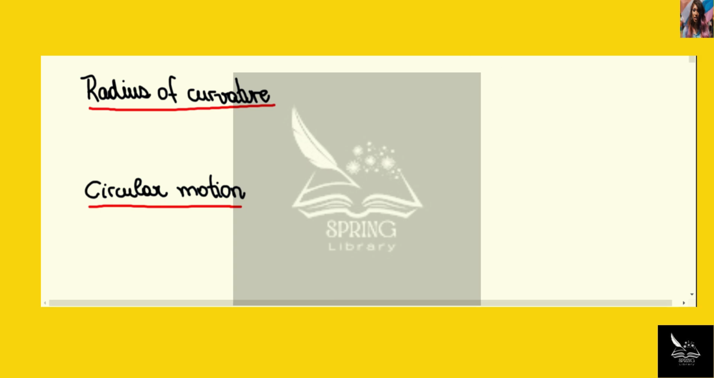Consider that we have an arbitrary curve, like this one in blue here, where the vertical axis is the y-axis and the horizontal axis is the x-axis. And we want to know the radius of curvature of the curve at a certain point, let's say this x0 here. What should we do in order to find the radius?